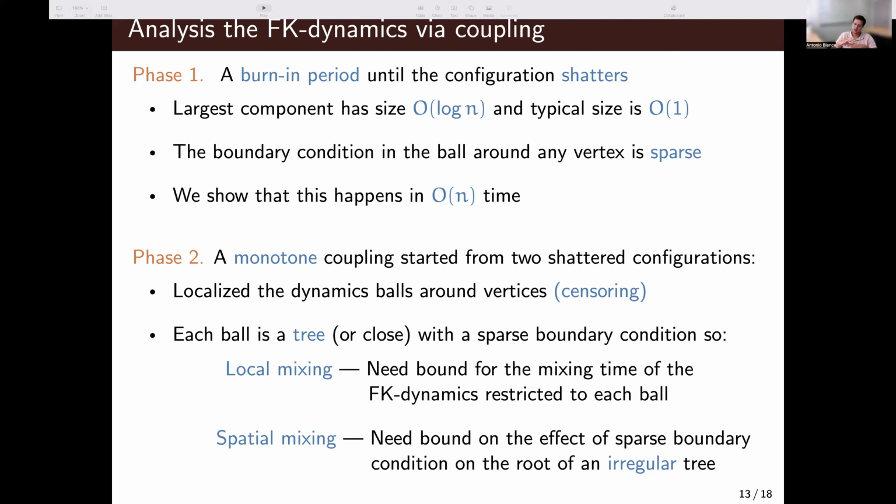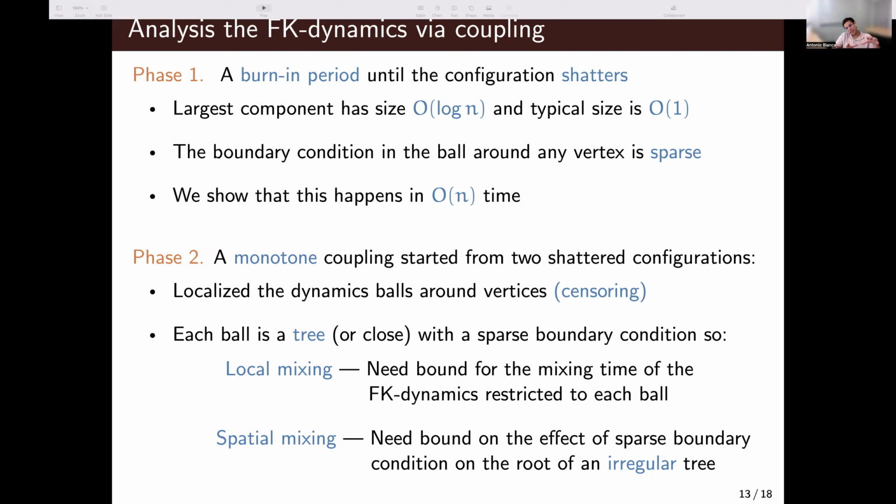Suppose that you start from the configuration that has all the edges. We know that in stationarity, there are no big components. Component size is order log n with high probability when p is less than p_u. So we wait for some time until all the components are of size order log n. And we can actually show that this takes order n time. This is an improvement over previous work on regular graphs, where we were able to show n log n time.